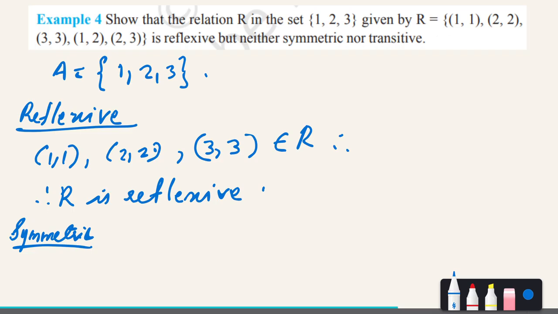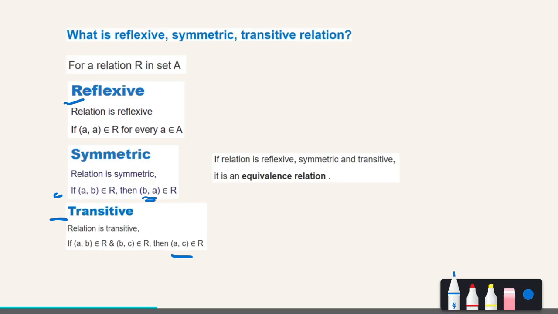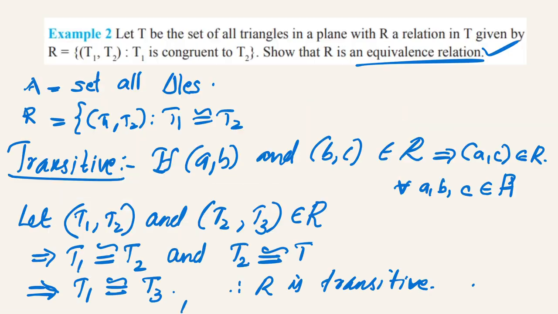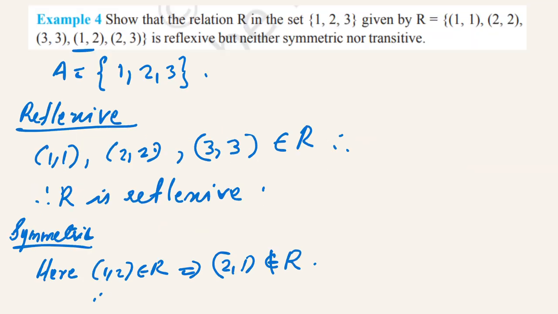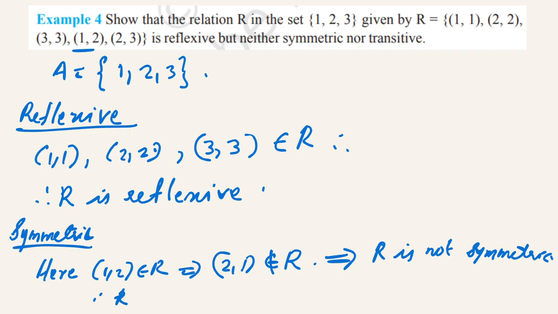Then symmetric, we have to check. Here, (1,2) is there, but (2,1) isn't, right? So here, (1,2) belongs to R, but (2,1) doesn't belong to R. If any one element is not satisfying the condition, then we can completely say that R is not symmetric. Sorry dears, which implies R is not symmetric. Then we have to check the transitive condition. For transitive also we have to check like this.